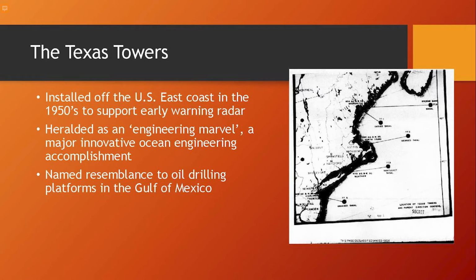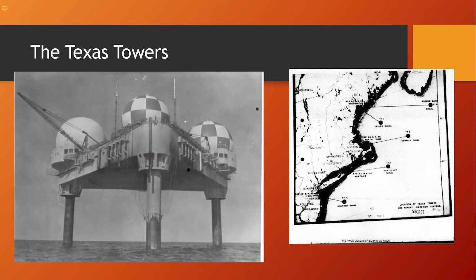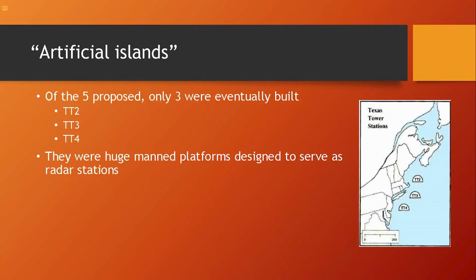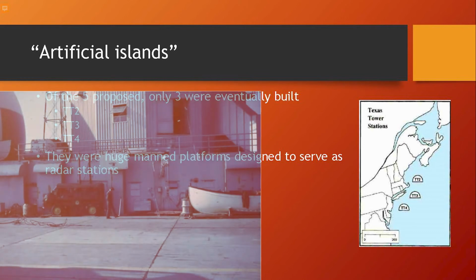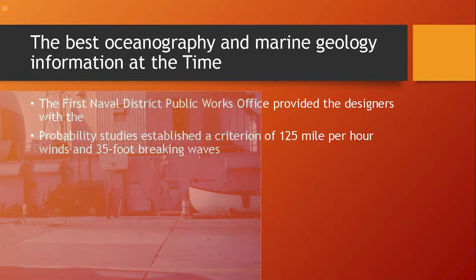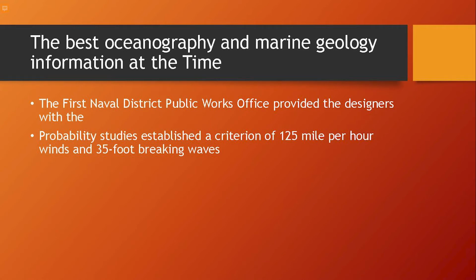The Texas Towers, named for their resemblance to oil drilling platforms in the Gulf of Mexico, were an innovative ocean engineering accomplishment. They served a legitimate purpose in America's defense. They were artificial islands with 300-ton steel deckhouses that served as housing for personnel, radio equipment, and the foundation for the Arctic Tower. Though the designers were provided the best oceanographic and marine geology information at the time, before the 1960s, little was known about wave formation.